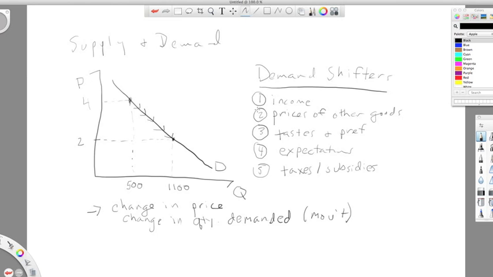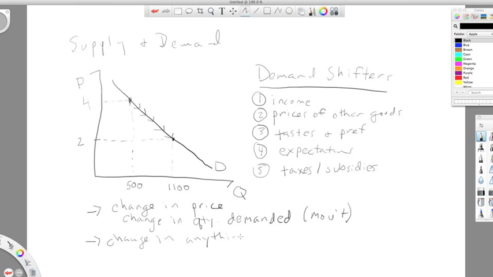Now the alternative would be if one of these other things up here changes, income, price of other goods, taste and preferences, and so on. If one of those things changes, then we're going to need to relocate the entire demand curve. And if we do that, then we'll show it as a shift. All right, so let's come down here and let's make a note of that. Let's say change in anything else.